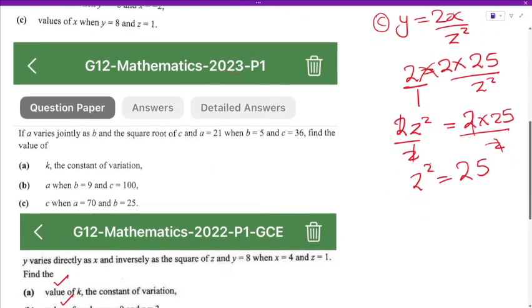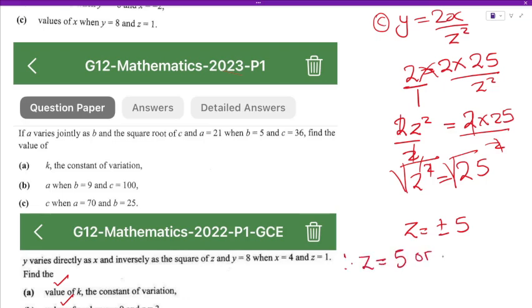Then to get rid of this squared, I'll square root both sides so that they can cancel, meaning z is equal to plus or minus 5. The square root of 25 is positive 5, and also it can be negative 5. So you can now say therefore z is equal to positive 5 or negative 5.